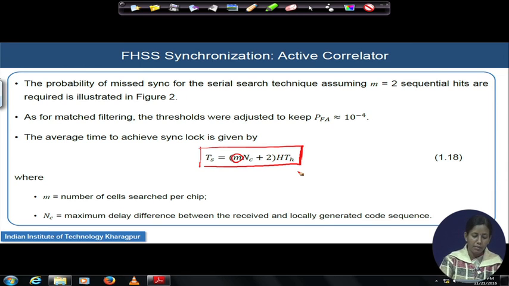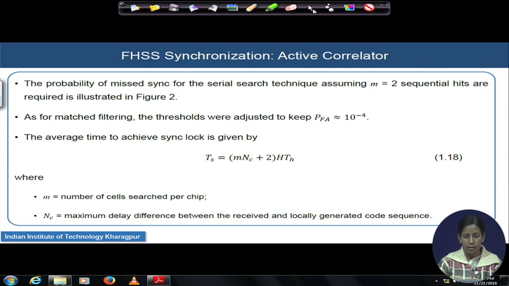And NC is basically the maximum delay difference that you have between the received and the locally generated code. We can count this delay in terms of the code chips. Let us take a good example in the next figure. We will see that when the sequential search was repeated 2 times, and we keep the probability of false alarm fixed at 10 to the power minus 4, the probability of the missed detection for the serial search technique, let us see in the next plot.